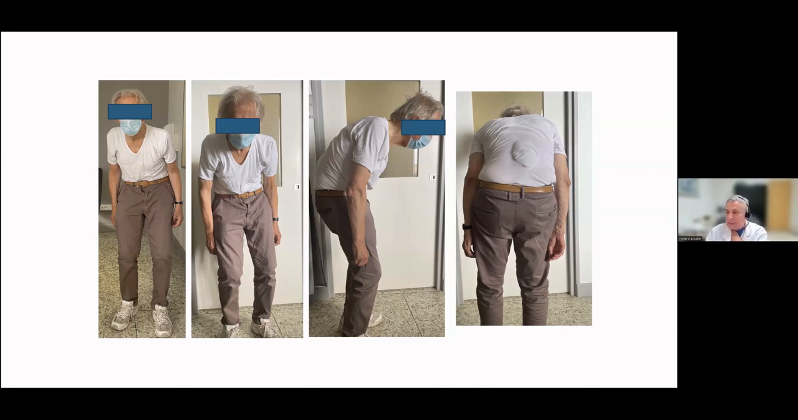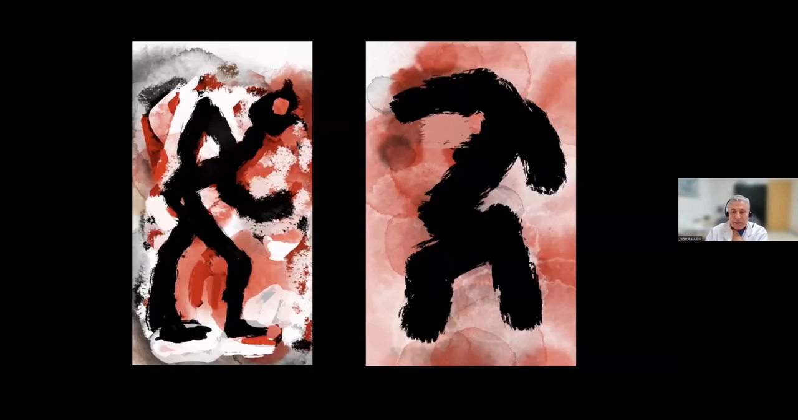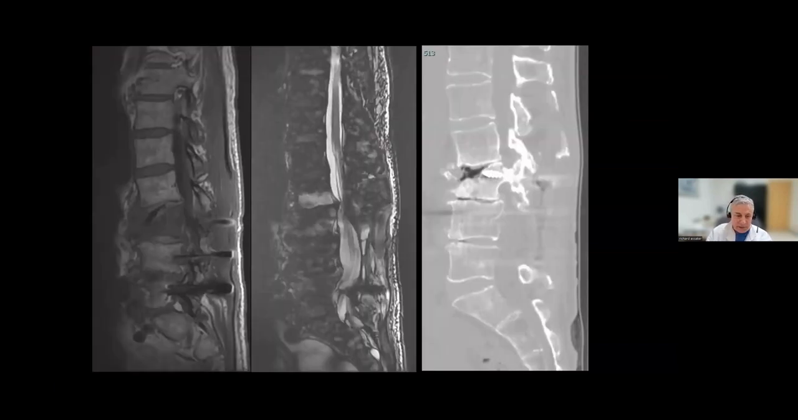So mistakes and iatrogenic deformity are a part of daily life. This is how he was. And this is his painting here. And this is what he drew for me to illustrate how bad his back was before the treatment. You imagine, this is an illustration by an artist. So I saw him in this situation here, and here is everything we need to evaluate this deformity and do correction. So this is his CT, MRI.